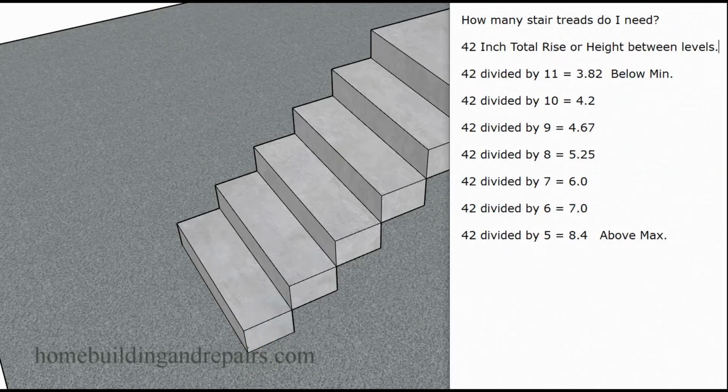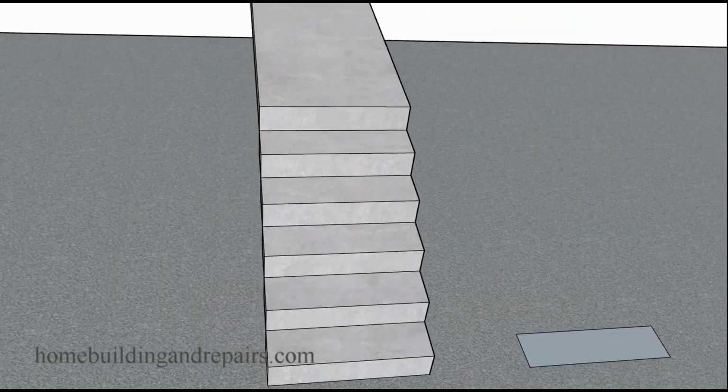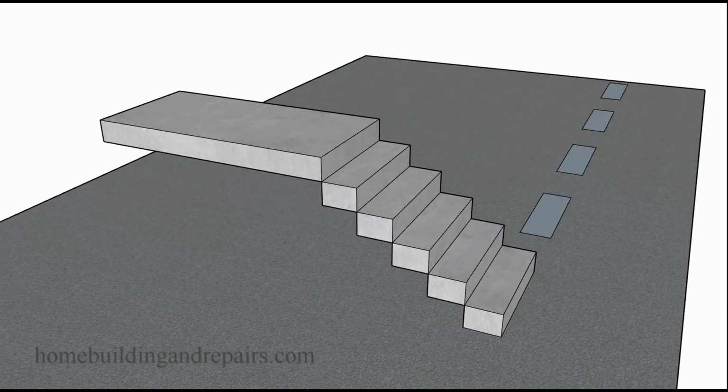Let's pull up our chart again. 6 risers at 7 inches each will give us 5 steps. So 6 7-inch risers, let's pull that down. 1, 2, 3, 4, 5, 6. Each one of these is going to be 7 inches. So that'll be 5 steps for that. So if that makes sense, you don't have to watch the rest of the video.